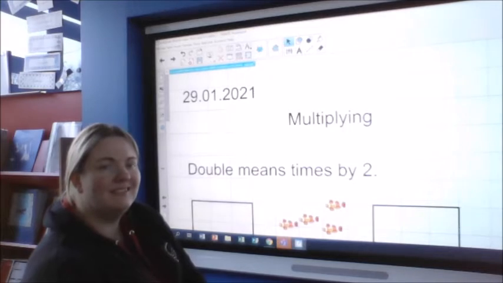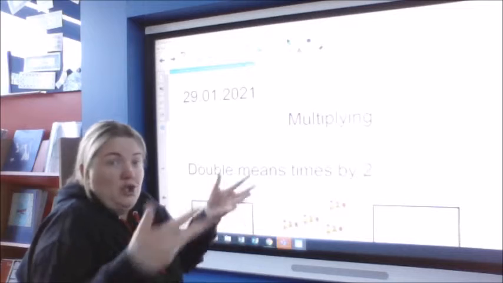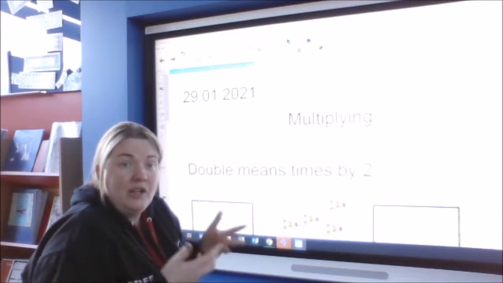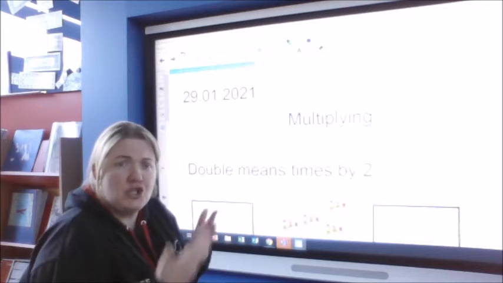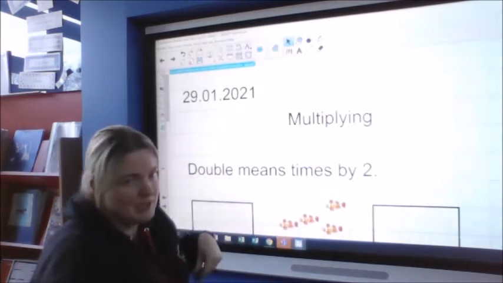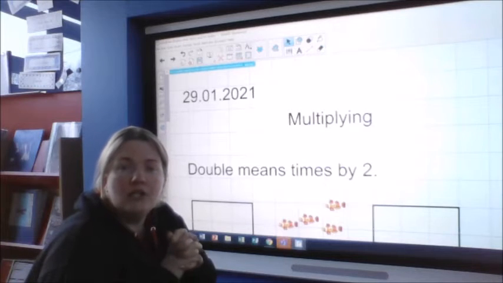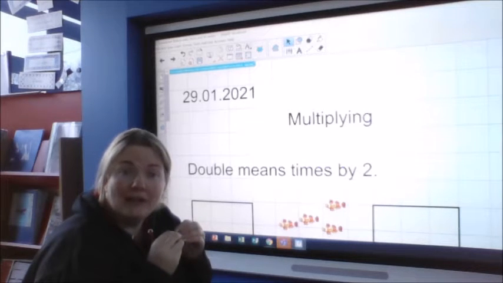Multiplying. That's right. Multiplying means more. We're doubling it up, okay? We're looking at times tables. But to start with, before we get on to 2 times table, 3 times table, 4 times table, to start with, we're going to look at doubling.